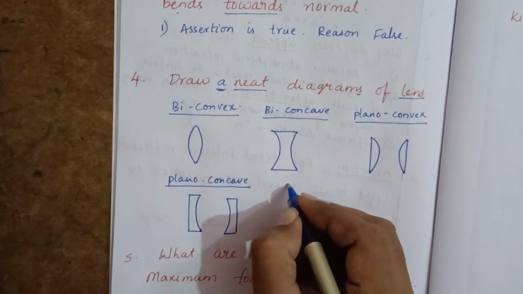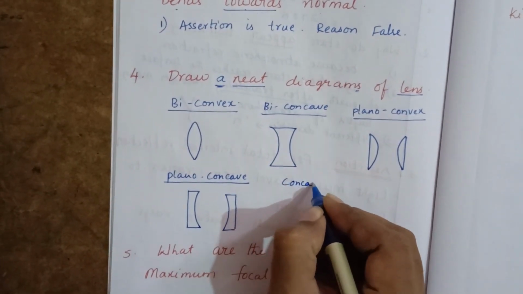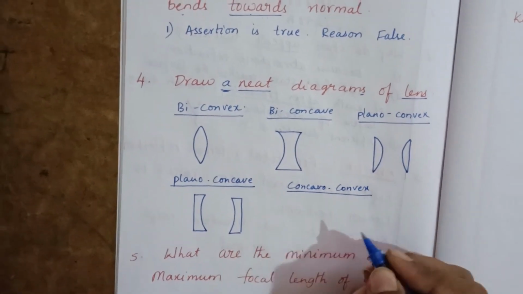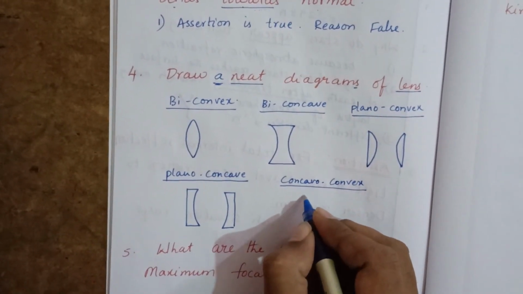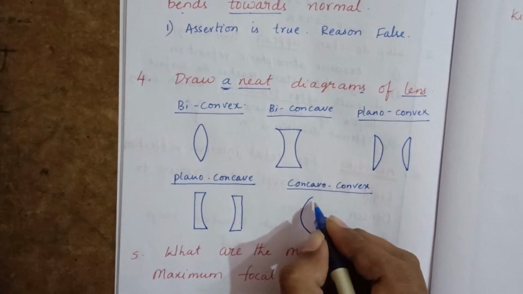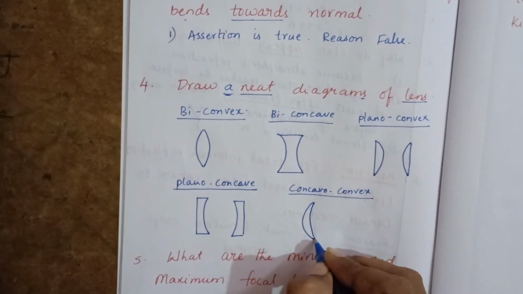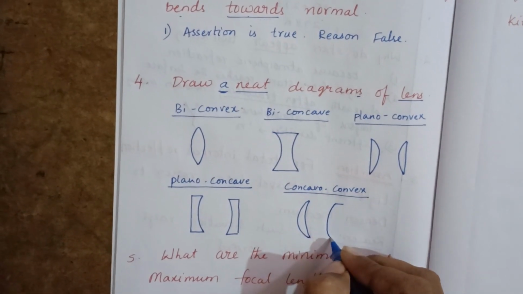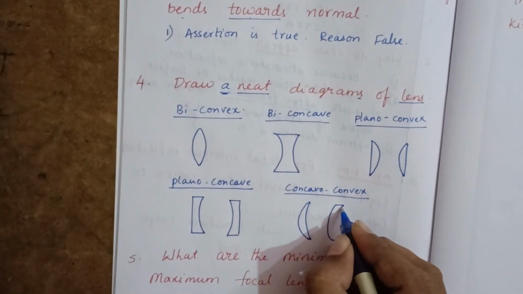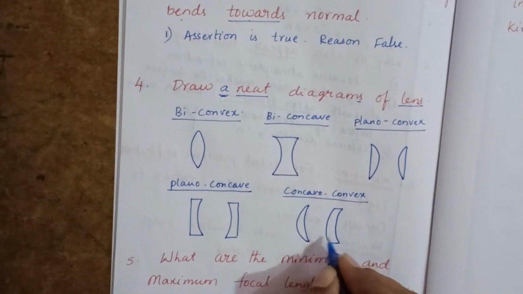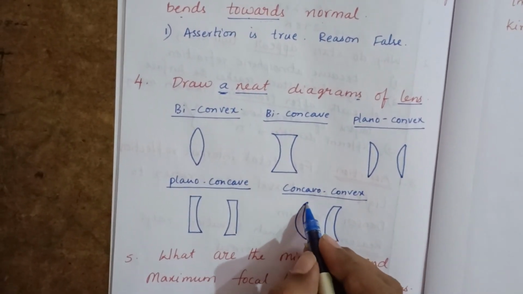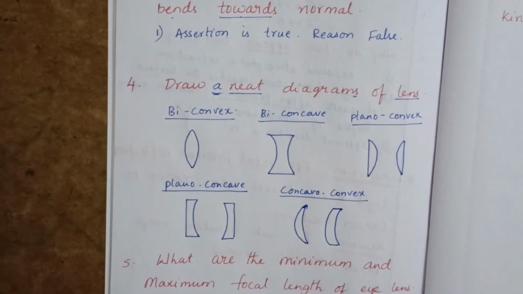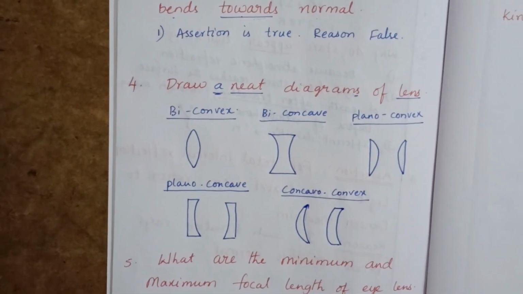Like that we can. One side should be plane, one side concave. Next, concavo-convex. One side concave, another side convex. Convex, concave. Like this we can draw. Or convex, concave. What is the difference here? Sharp edges here, blunt edge here. Thickness is more here. These are the different types of lens.